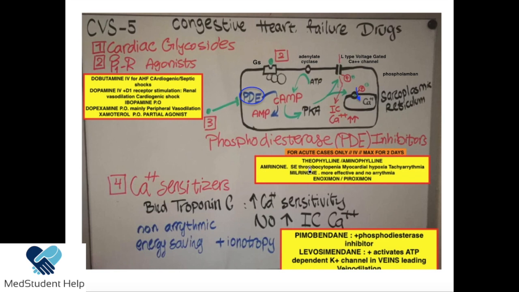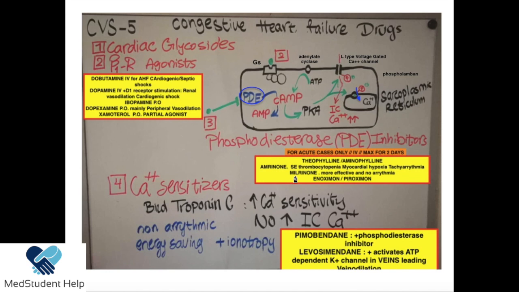Okay, now what drugs do we have in this category? We have Theophylline and Aminophylline. Maybe you know that these are derivatives of methylxanthine. Theophylline and Aminophylline, I think, are the most used drugs out of this category. Then we have Amrinone. Now, Amrinone has a special side effect, which is thrombocytopenia, and it may lead to myocardial hypoxia, and it can lead to tachyarrhythmia. So it is not so favorable, right?